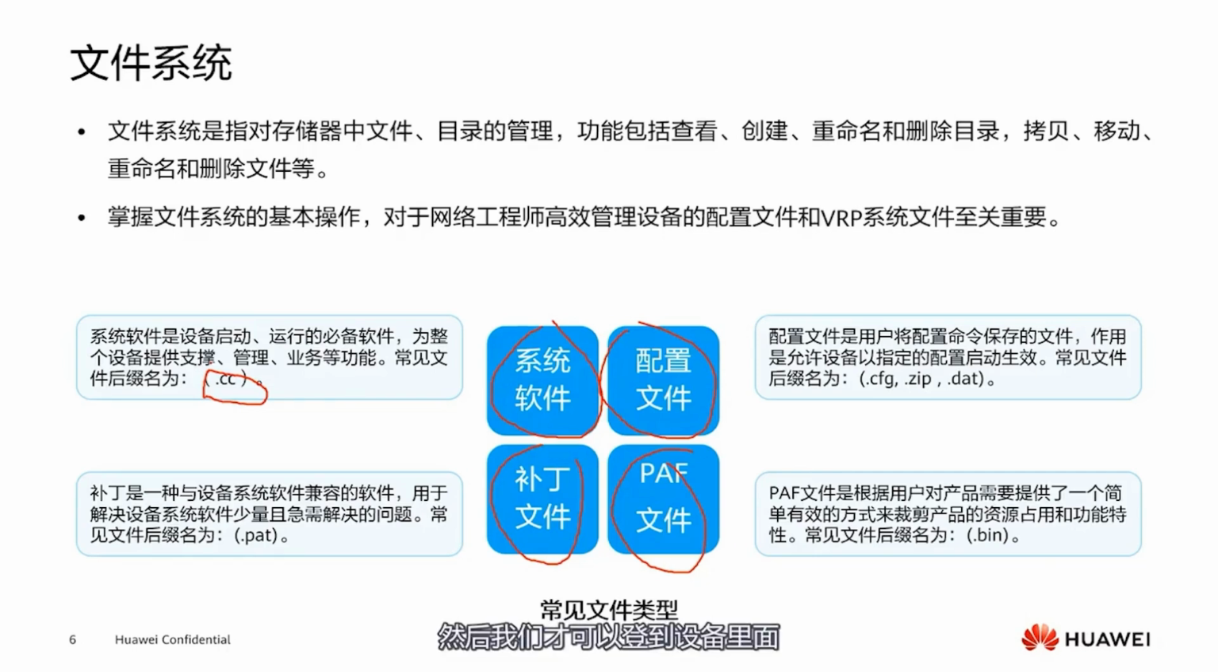Then we can log into the device, either through the CLI interface, or configure the device from the web interface. This part is the system software, which is very, very important. It's the foundation for the operation of our equipment. Once we have the system software, what do we need to do? Our equipment has already started up.